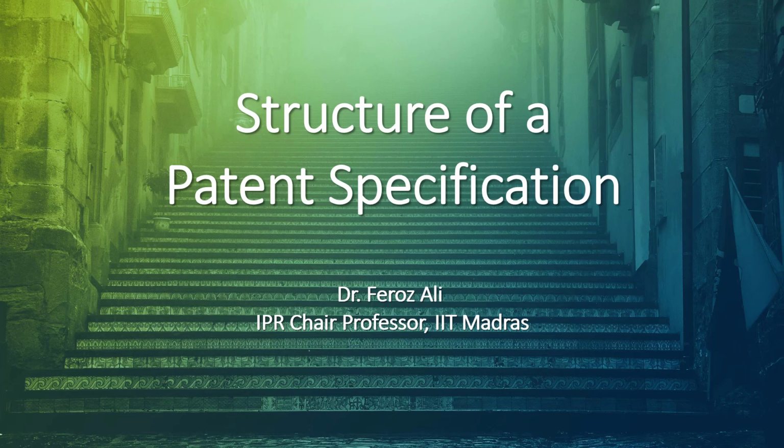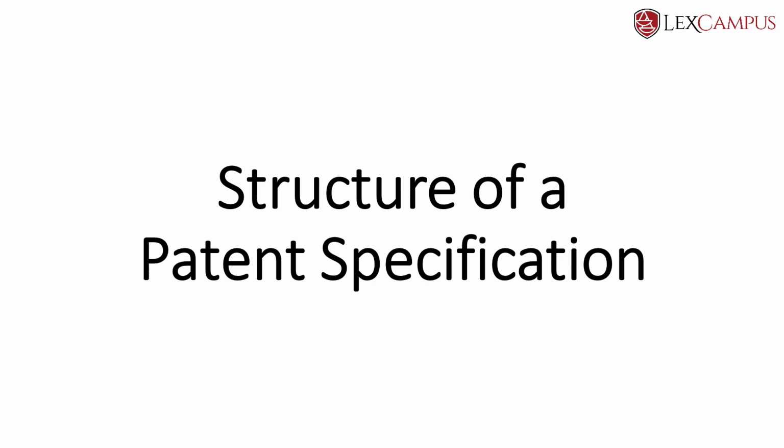Structure of a patent specification. A patent specification, be it a provisional or a complete, has to be filed in a particular form, that was form 2, and form 2 had a particular structure. There was a title of invention, applicant's name, preamble to the description. Then if it is a provisional, it will start with the statement: the following specification describes the invention.